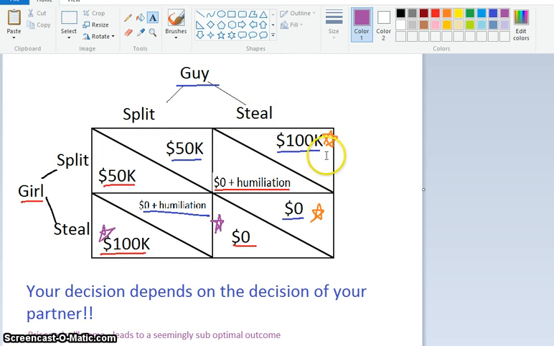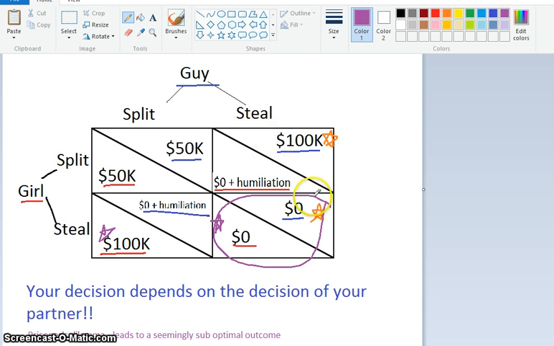So this is his dominant strategy. And if you look for the same for the girl, her purple stars are in the same row. She has a dominant strategy of stealing. They both have a dominant strategy of stealing. And if we know that they both should steal all the time, then this box down here becomes what we call the Nash equilibrium. All right, that's where they're going to end up.